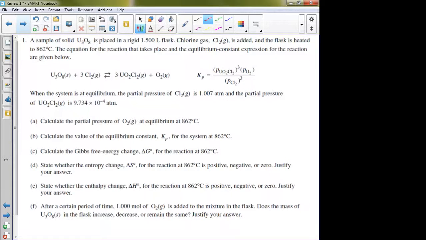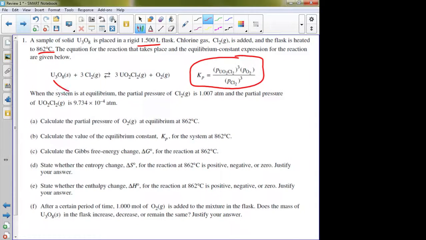All right. A sample of solid U3O8 is placed in a rigid 1.5 liter flask of chlorine gas. Cl2 is added and the flask is heated to 862 degrees Celsius. The equation for the reaction that takes place and the equilibrium constant expression for the reaction are given below. So they gave me my balanced reaction. They also gave me my Kp value.